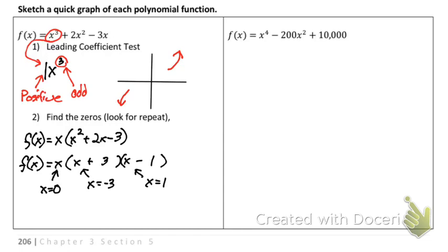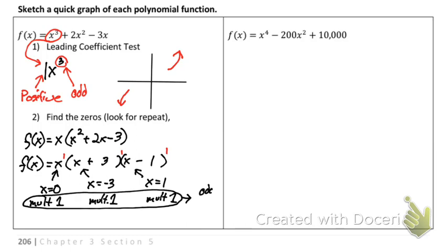In order for us to know what it looks like, I have to know if it cuts through there or if it bounces off. So you have to look at the multiplicity of them. What you're going to do is look at the powers that are attached to it. So x to the first, x plus 3 to the first, x minus 1 to the first. Those are all odd multiplicity. In other words, x equals 0 has a multiplicity of 1. x equals negative 3 is a multiplicity of 1. And finally, x equals 1 is a multiplicity of 1. If you have a multiplicity of 1, it crosses. So all three of these are odd, so all three of them are going to cross at those given points.